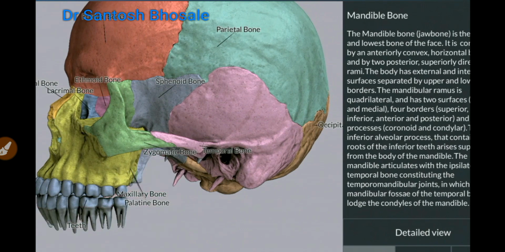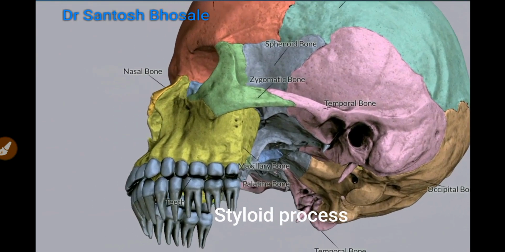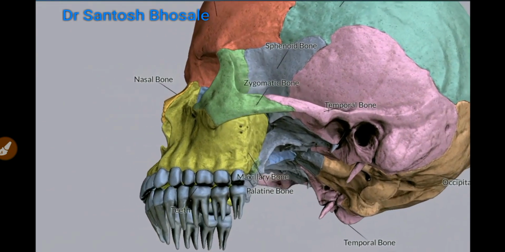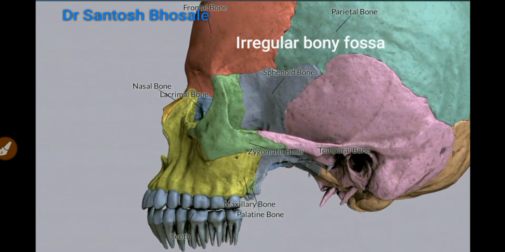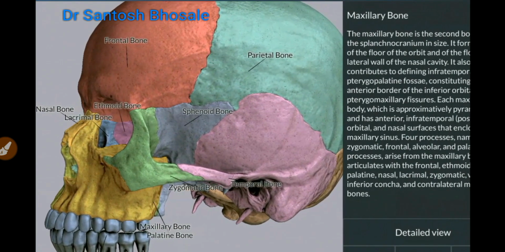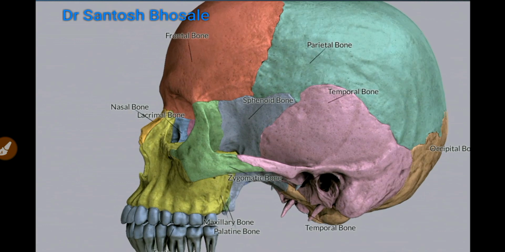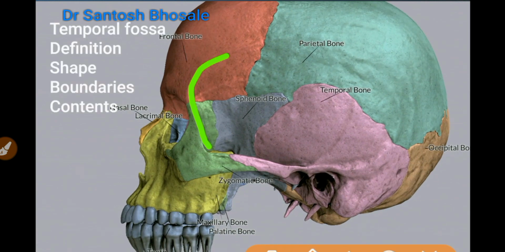So we'll study about this, and we'll take out the mandible to see where this infratemporal fossa is. You can see there, this irregular bony fossa, that is infratemporal fossa. So we will see one by one. First we are going to see the temporal fossa. So what is this temporal fossa? We will see its definition, shape, boundaries and its contents.